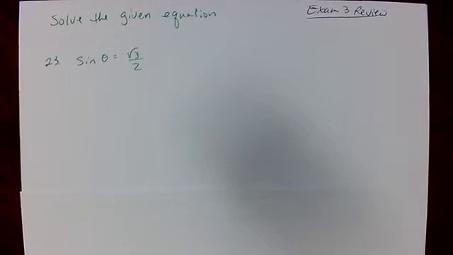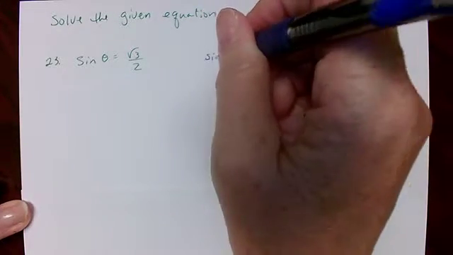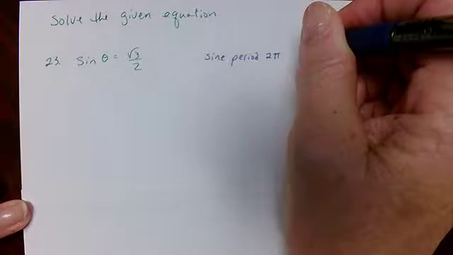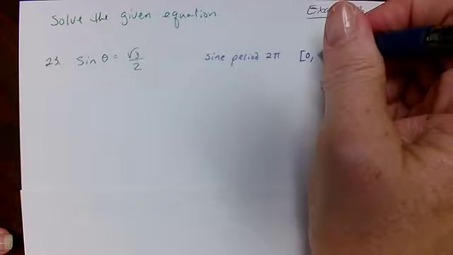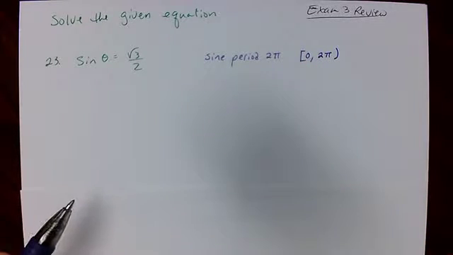So on these problems, we are looking to solve given equations, and we're looking for the period in which they are found. So sine has a period of 2 pi, so we're going to find in a complete cycle, we're going to find it from 0 to 2 pi.